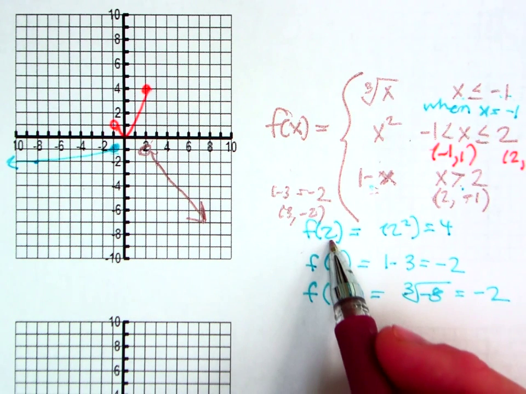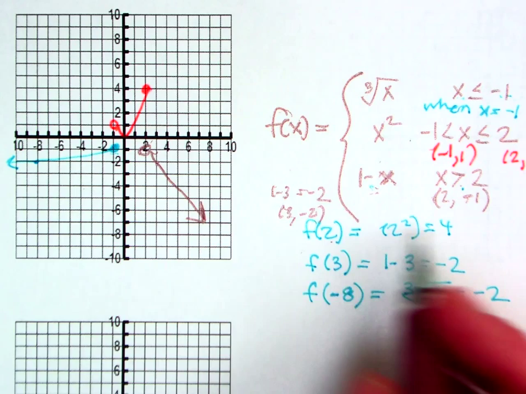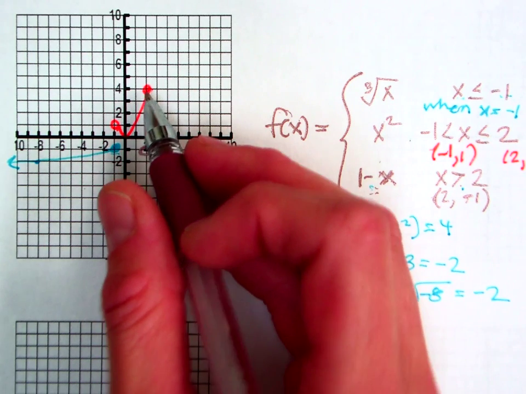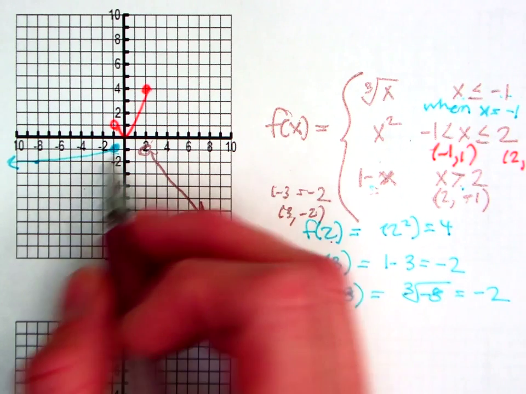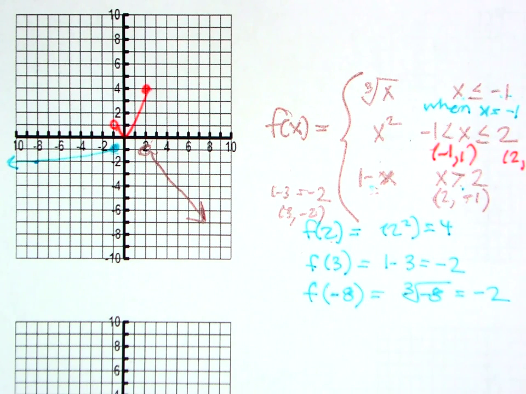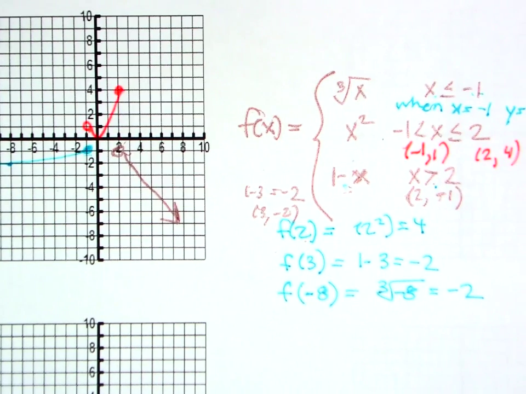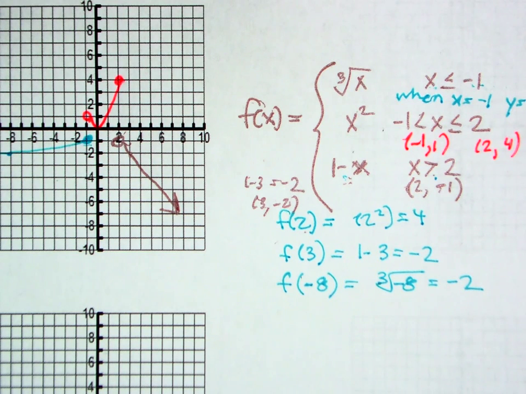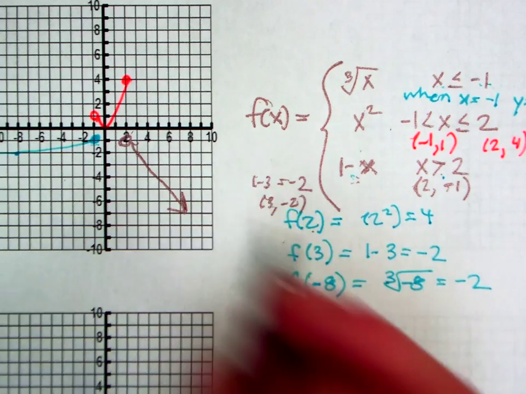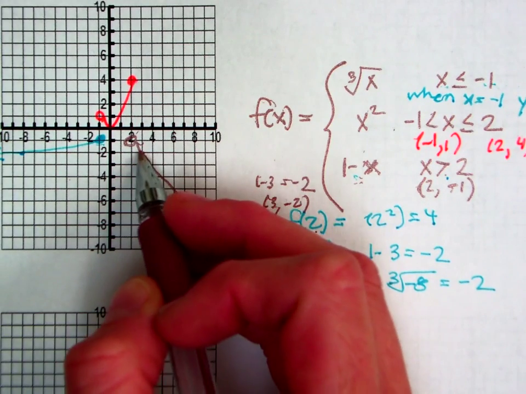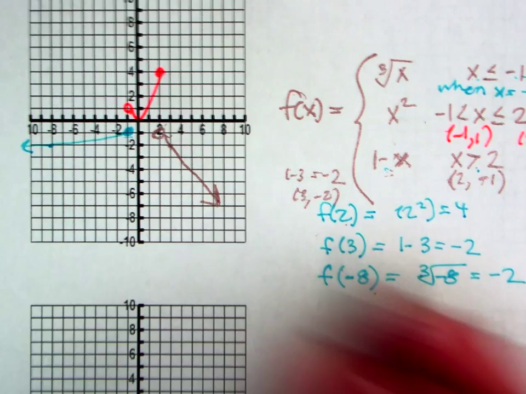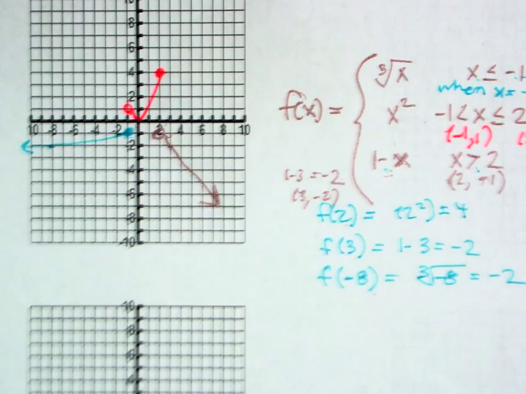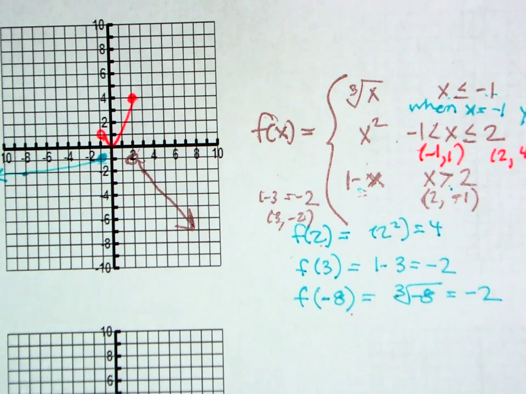So let's just do a quick check of our values that we evaluated before we graph this. If I look at my graph, does f of 2 equal 4? Yes, because it's a closed circle. If I look at my graph, does f of 3 equal negative 2? No. So I must have messed that up. F of 3, oh yes it does. Right here, f of 3 equals negative 2. Scratch that. If f of negative 8 equals negative 2, yes, right here. And that's how you graph a piecewise function.